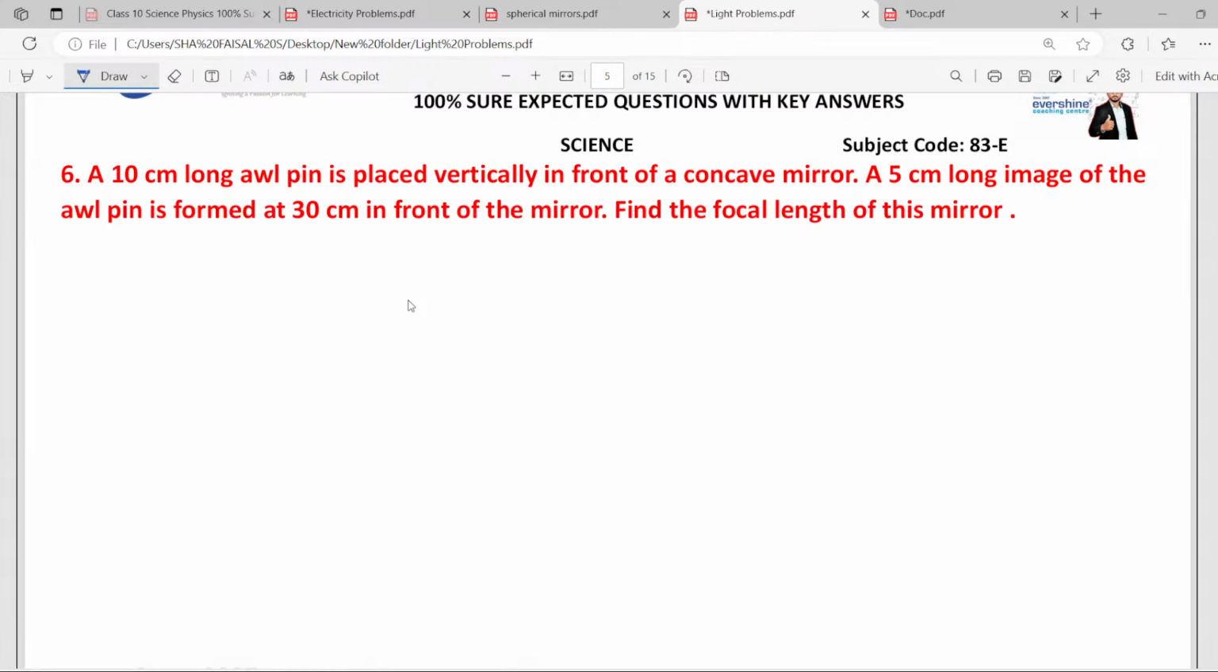Can you solve this? Can you people solve this?